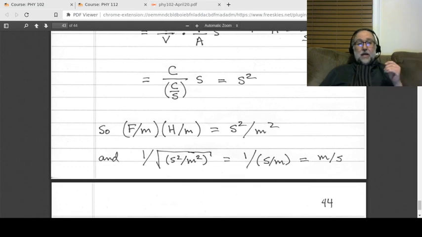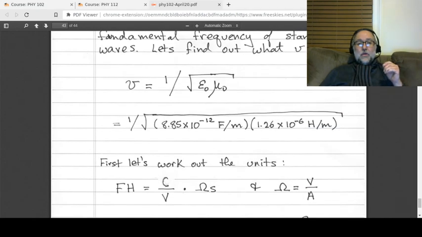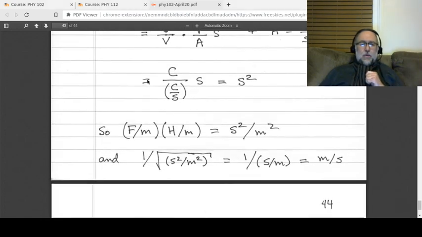It's a velocity. I anticipated, knowing the answer, that it's going to be a velocity, but this quantity here, 1 divided by the square root of mu naught times epsilon naught, is a velocity. And you might wonder, what is that velocity?